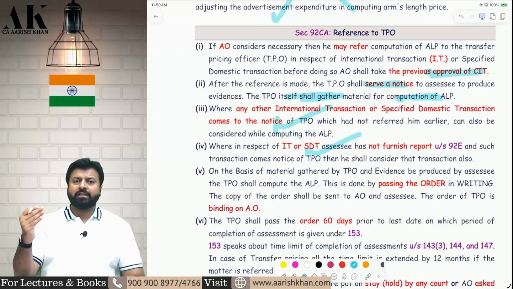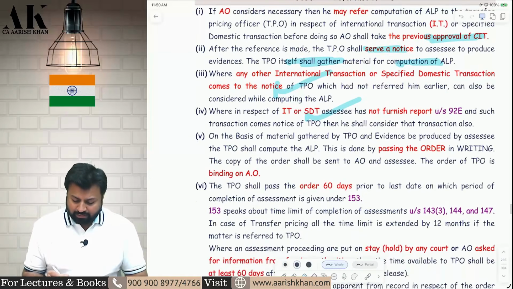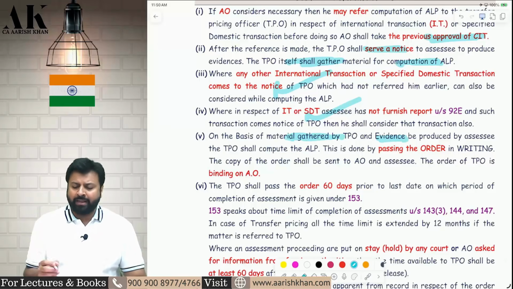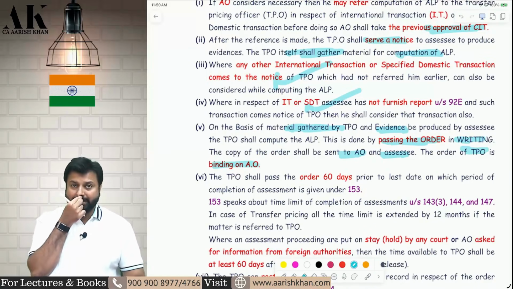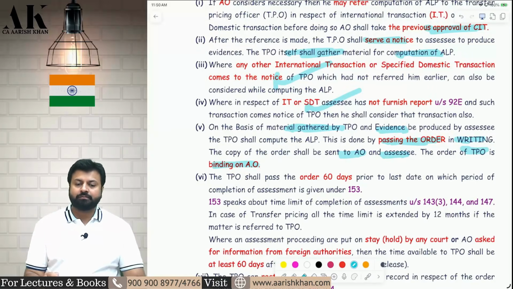So after that, the TPO will do that. TPO will gather all the evidence from the assessee. TPO will also gather all the evidence from its own end and then he will pass an order in writing. The order of TPO will be given to the AO and to the assessee, and the order of the TPO will be binding on the AO. Whatever the TPO will be saying, AO has to follow that. By when the TPO will pass the order, sir? He will pass the order at least 60 days before the completion of assessment due date. What is the completion of assessment due date? I will tell you very clearly.